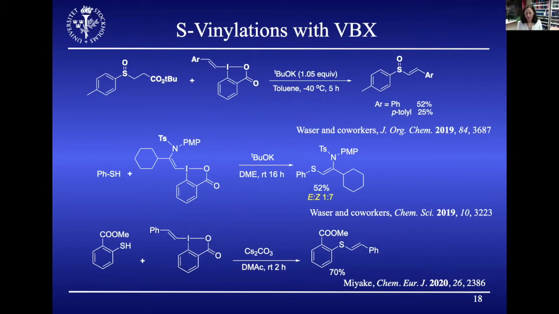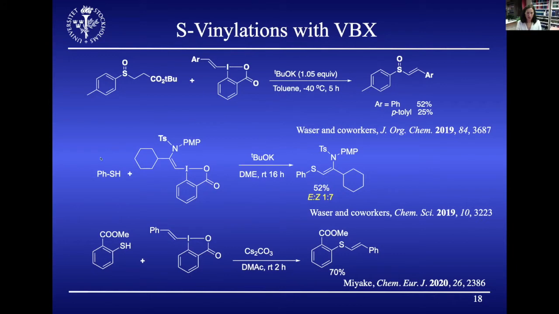So during the time that we were working on the S-vinylation of thiols, 3 examples appeared in the literature where they'd taken a few examples, 1 or 2 examples in each paper, because the main focus in the papers were derivatization of EBX, but they used VBX to exemplify. So here's an example of a product that in the end is S-vinylated from a paper by Wasser.